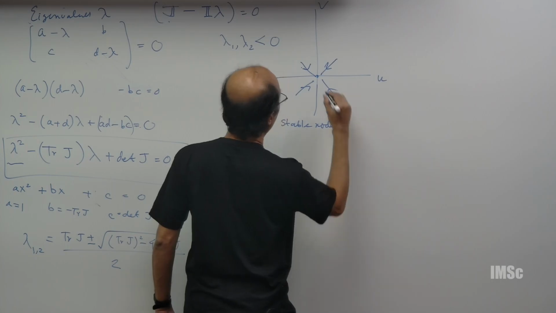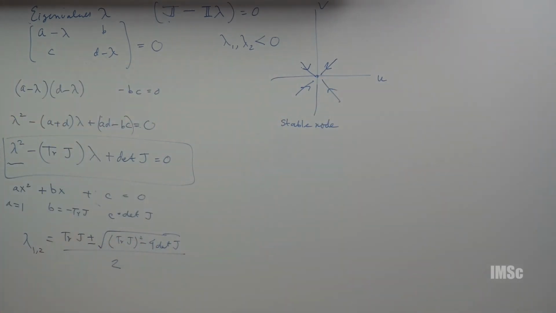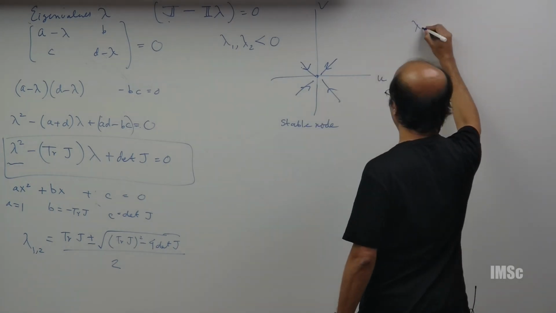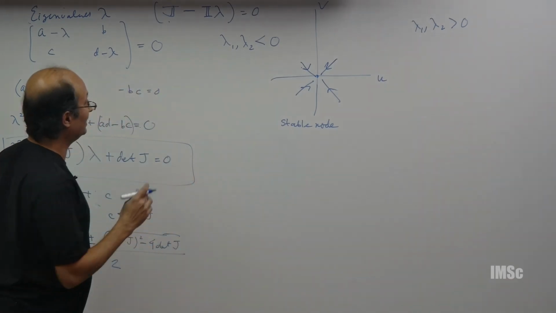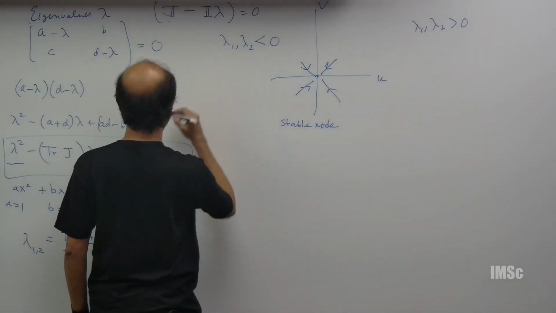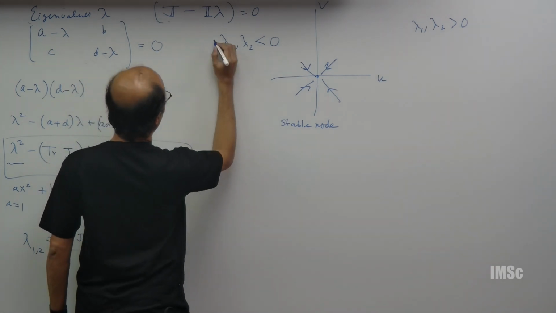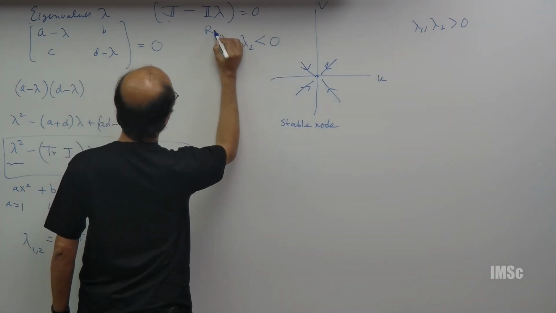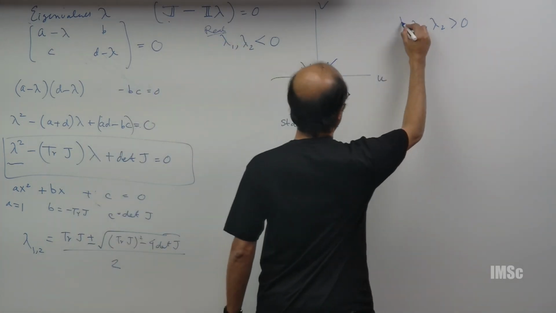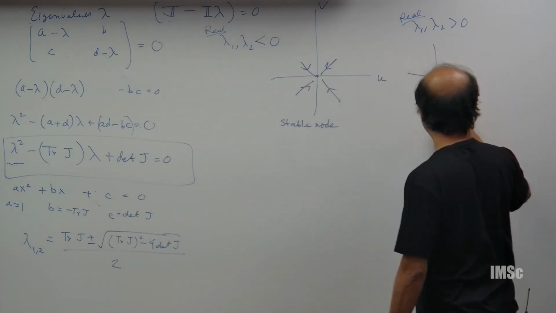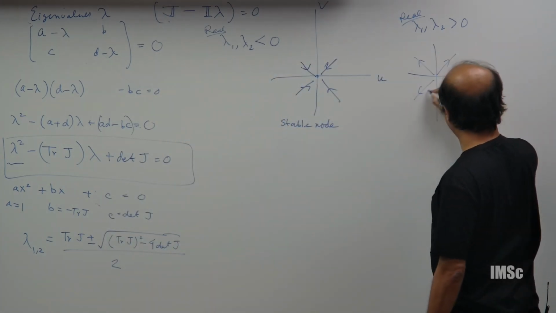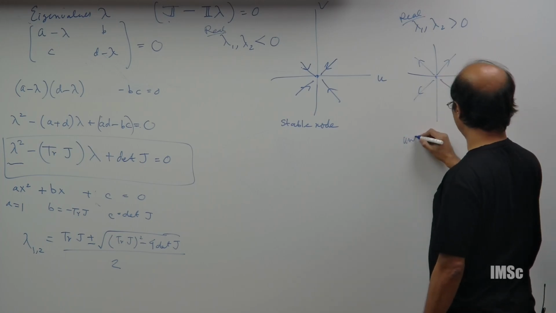So your fixed point 0 0 would be stable in the sense that no matter which direction you give the perturbation in, it will just flow back. What if lambda 1 and lambda 2 are greater than 0? There is a possibility that you could have complex eigenvalues. Here I am saying let us suppose that these are real. We will see what happens when they are complex. If it is real, then they are flowing out. So this is an unstable node.